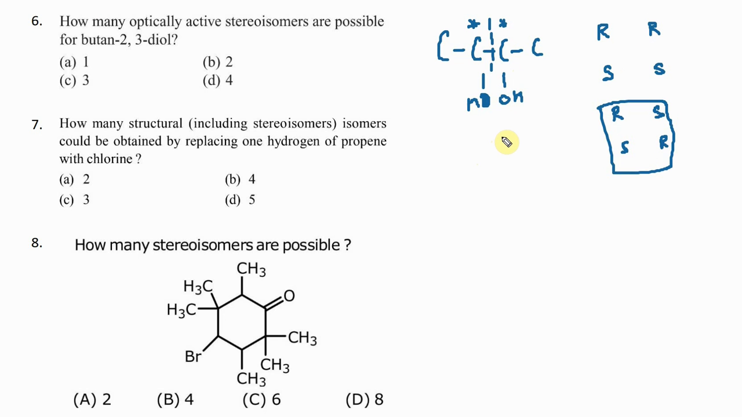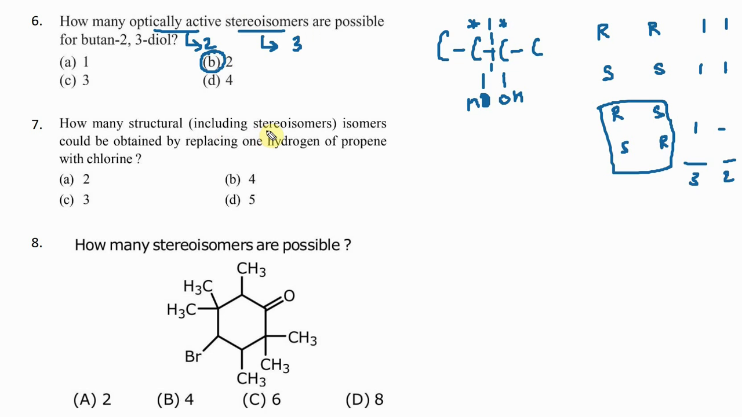So how many stereoisomers are there? Listen to the question very carefully. How many stereoisomers are there? 3. How many optically active stereoisomers? 2. So this is one compound. So I have 3 stereoisomers. How many of them are optically active? 1 is not optically active, so 2. So read the question very carefully. The option is beta.